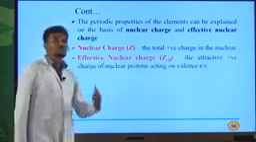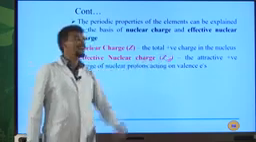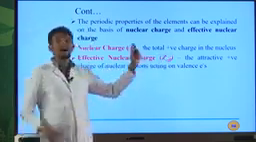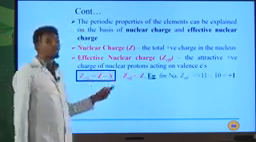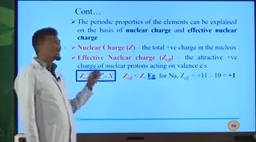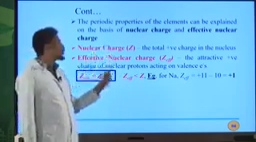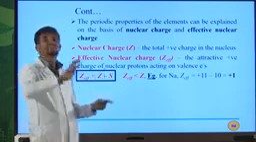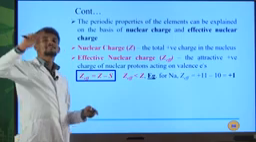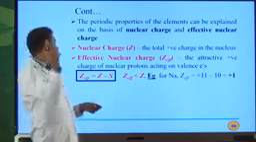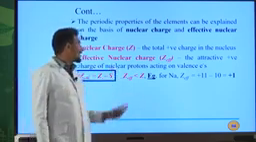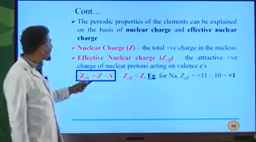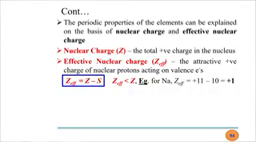And the second one is effective nuclear charge, Z effective. This is the attractive positive charge of nuclear protons acting on valence electrons. It can be calculated by using this formula: Z effective is equal to Z minus S. What is Z? This is the nuclear charge, the number of protons in the nucleus of the atom. S is the inner electrons that shelter the valence electron, designated by capital S. And all the time, Z effective is less than Z. Effective nuclear charge is less than nuclear charge, or the number of protons for the atom.